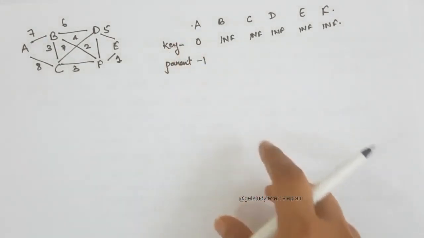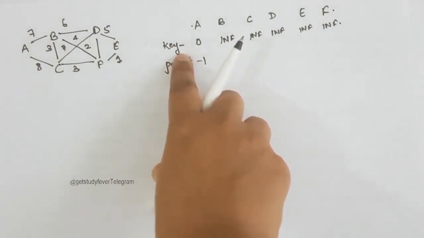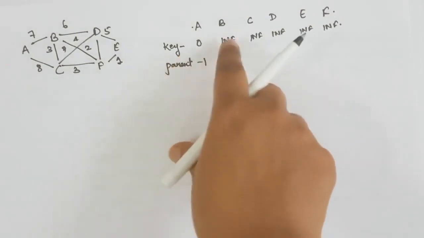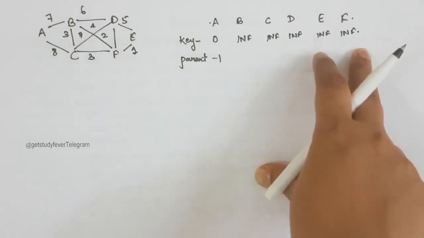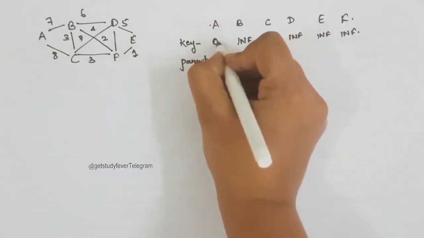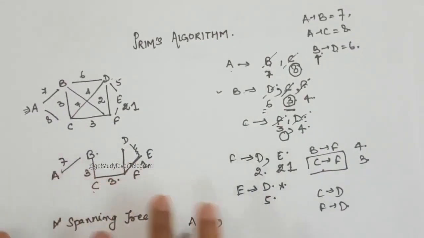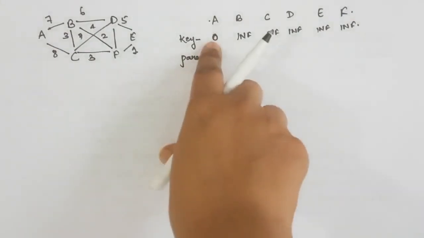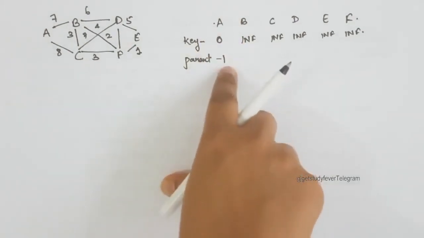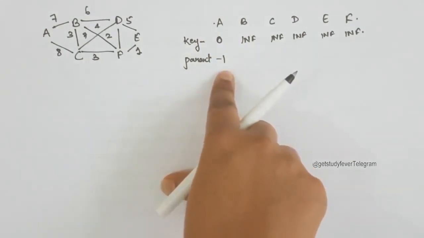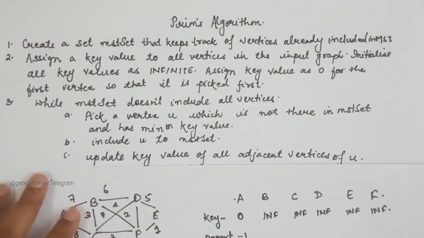Key contains the weight of the edge from the parent of that particular vertex to that vertex. We keep it initially as infinite because all the vertices are unreachable in the beginning, and we keep the vertex A as 0. Whatever initial vertex we start with, we keep it as 0. Why are we keeping it as 0? We will see. We will also keep the parent of that initial vertex as -1, because it is the root and does not have any parent. Okay, now let's go through the other steps.